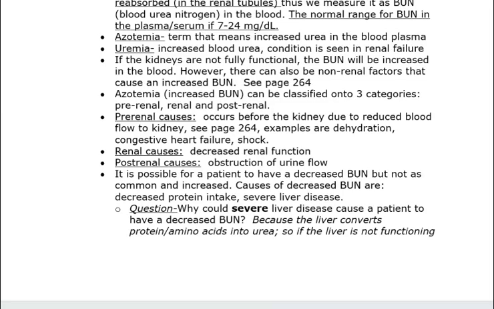So think back about what we said earlier about that note about amino acids and the protein catabolism and ammonia. It's because the liver converts protein and amino acids to urea. So if the liver is not functioning, then the blood ammonia is increased and the urea will be decreased.